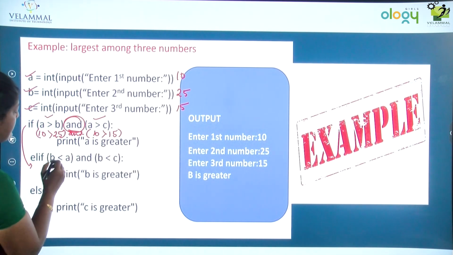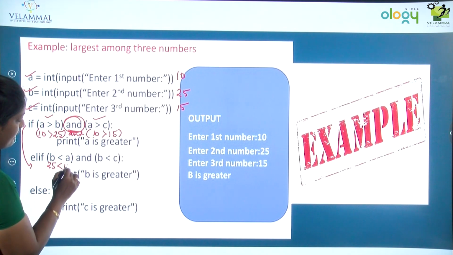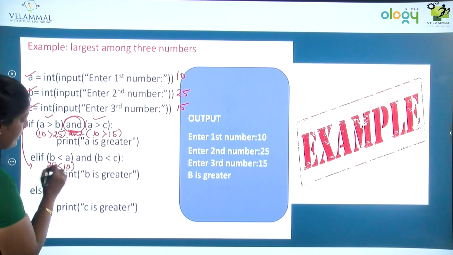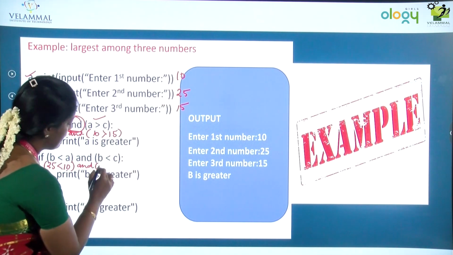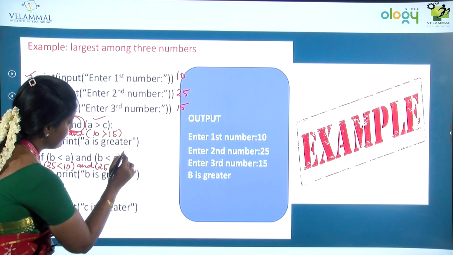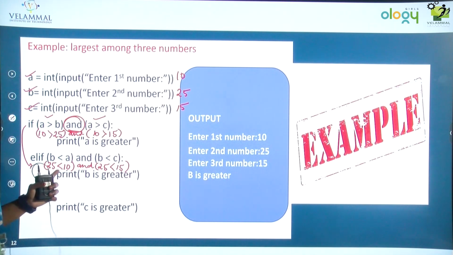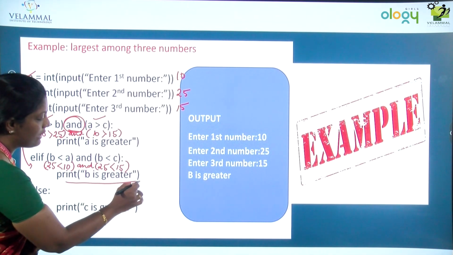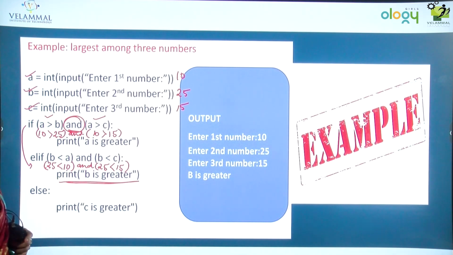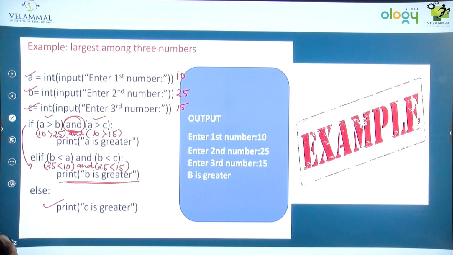Right? Fine. So next is B. B is nothing but 25, is less than A. A is nothing but 10. Okay, right? Then again the AND operator. If B is nothing but 25 is less than C. C is nothing but 50. Right? So according to this condition, B takes a higher value. So when it takes the higher value, what statement will be printed? If both the statements are not executed, finally what will it declare? The else part statement.